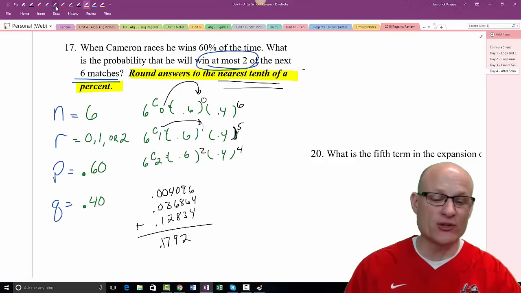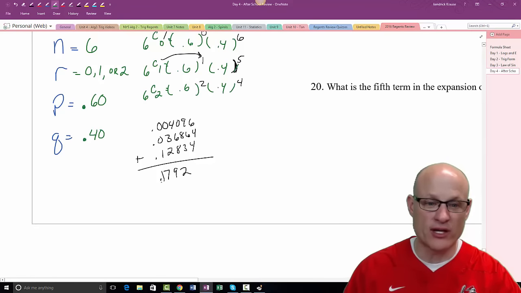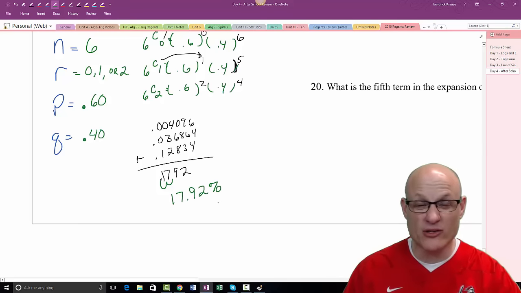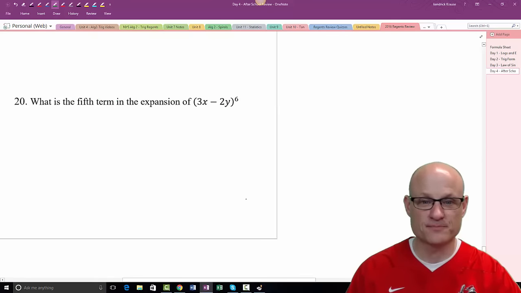So the first thing I've got to do is turn this thing into a percent. Right now it's just a decimal. I'm going to turn it into a percent by moving the decimal twice, or by multiplying by 100. So it's 17.92%. Now if I round to the nearest tenth of a percent, the answer is 17.9%. Woo, that was a tough question.